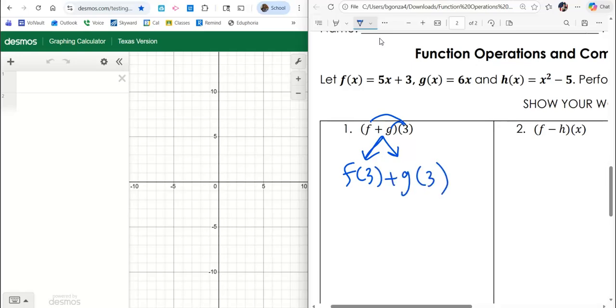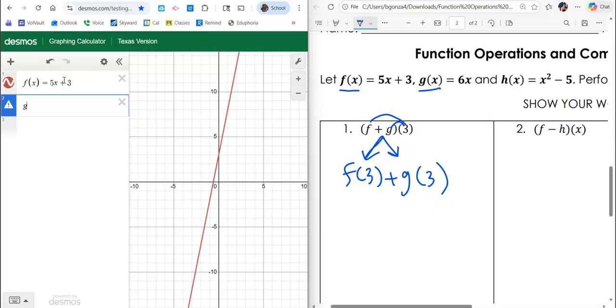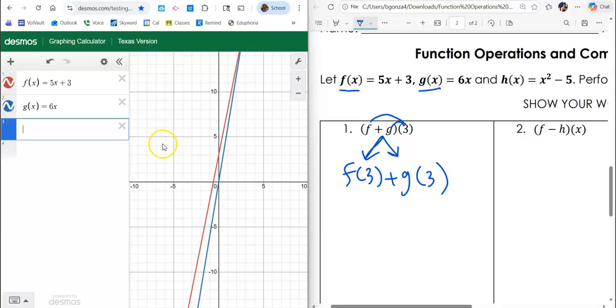Remember, you split it into 2. So let's type in both the f function and the g function. Okay? f of x equals 5x plus 3. g of x equals 6x. And now you can type this in after you split it. f of 3 plus g of 3. What do I get? I got 36.